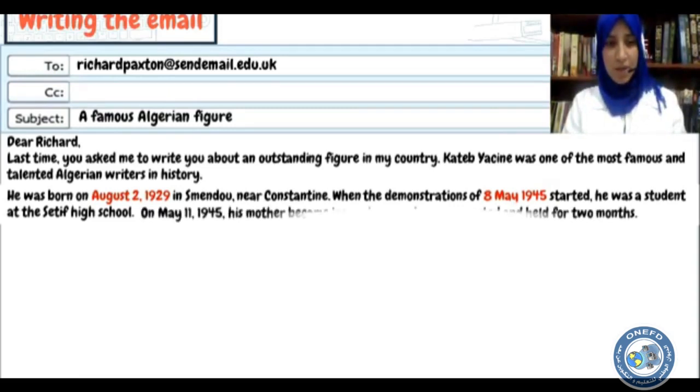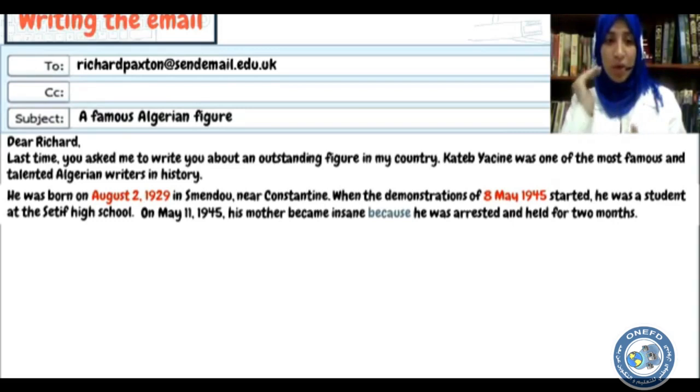Here's our sentence. On May 11, 1945, his mother became insane because he was arrested and held for 2 months. Now you need to write, following a chronological order or following dates, the famous works of Kateb Yacine briefly. So now you have 4 minutes to write a short paragraph about his works and achievements.